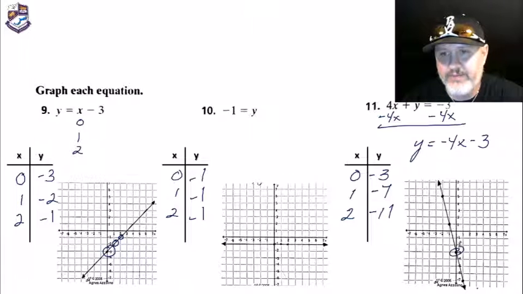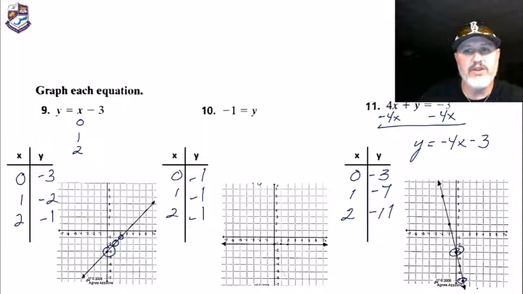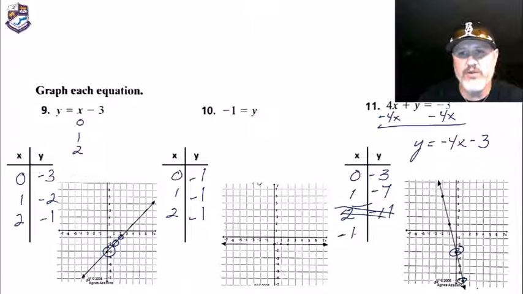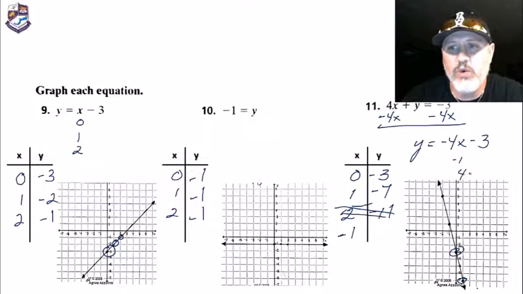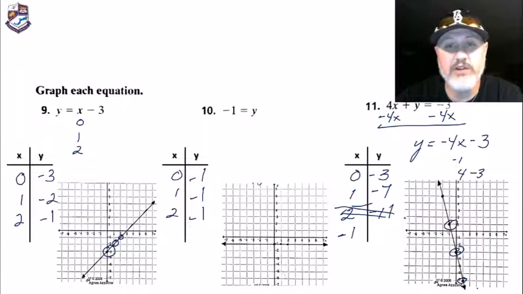So let's see if we're right. I got (0, -3), (1, -7), and (2, -11) wouldn't fall on the graph, you know? So in that case, if I want to do a third one, I wouldn't use this one. I might say, well, let's use -1. If I put -1 in there, I get -4 times -1, which is 4, and 4 minus 3 is actually a positive 1. So sometimes the points you choose might not fall on the graph.